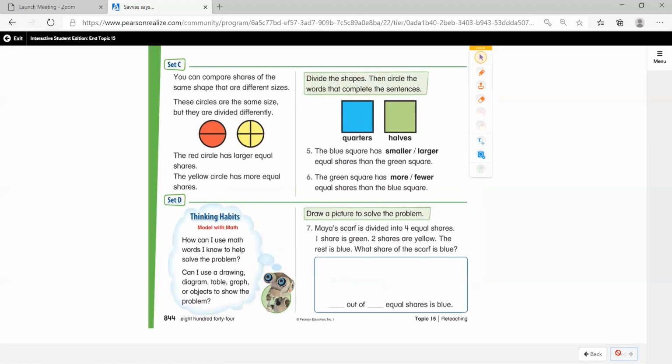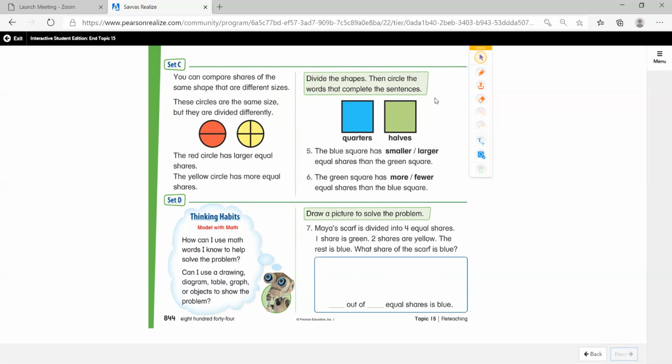Set C. You can compare shares of the same shape that are different sizes. If you look at the red and yellow circle, these circles are the same size, but they are divided differently. The red circle has been cut in half. The yellow circle has been cut into fourths. So the red circle has larger equal shares. The yellow circle has more equal shares. 4 shares is more than 2 shares.